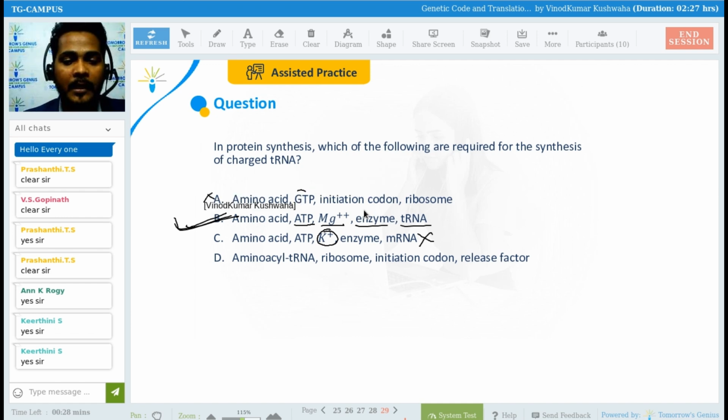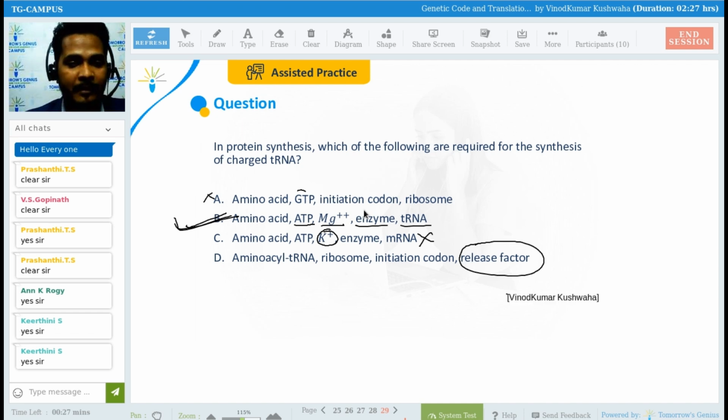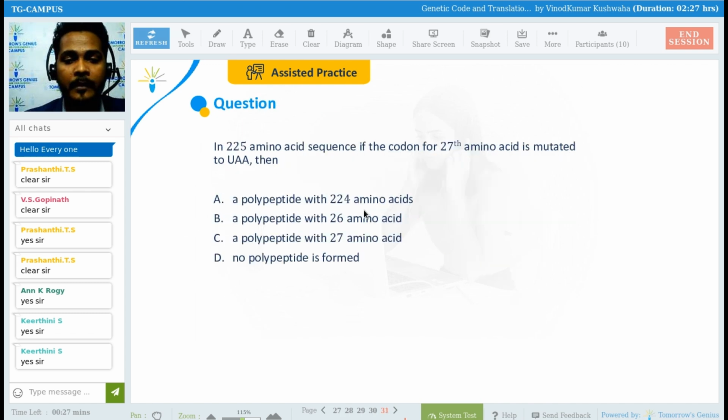Now amino acid, ribosomes, initiation codon, releasing factor. Why releasing factor? Releasing factor is required at the last step to release the two ribosomal subunits, larger and smaller. So this is in the case of termination, not in the case of charged tRNA. So this can also be eliminated. So only B is the right answer.